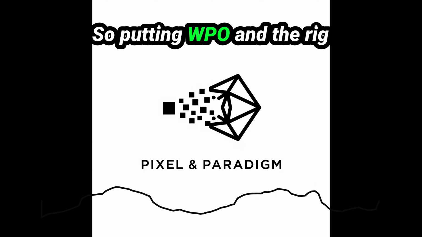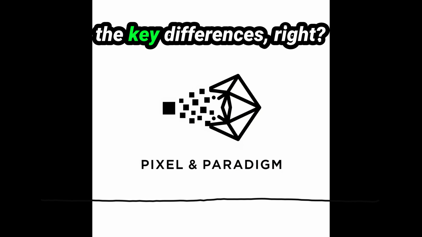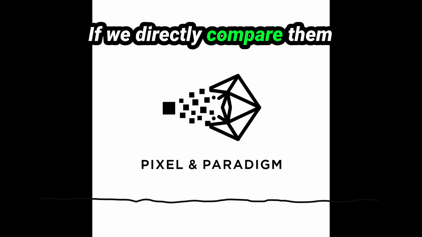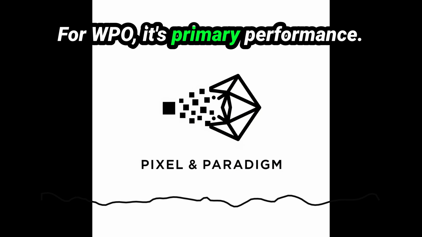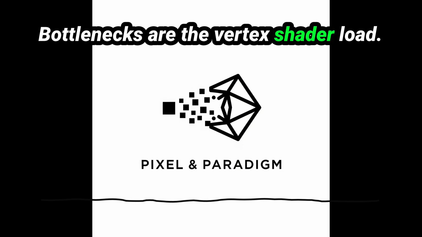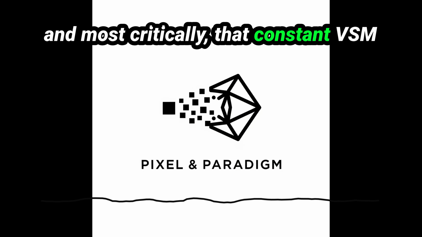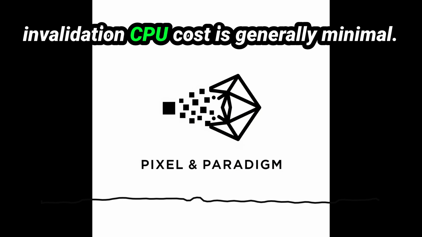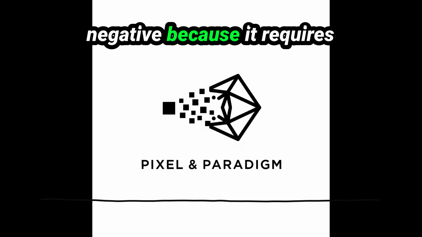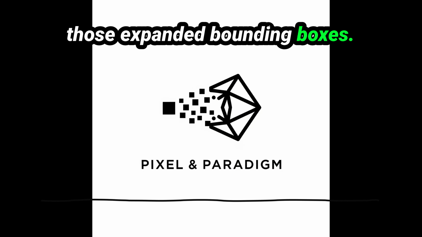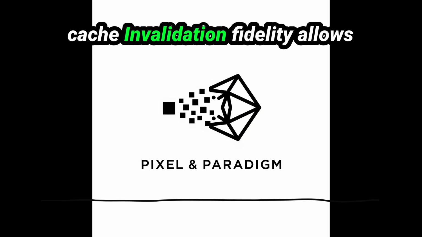So putting WPO and the rigged Nanite skeletal mesh approach directly side by side again, maybe summarizing the key differences. Right, if we directly compare them based on what we've discussed, thinking about their characteristics. For WPO, its primary performance bottlenecks are the vertex shader load, especially on high poly Nanite meshes, and most critically, that constant VSM invalidation. CPU cost is generally minimal. Its impact on Nanite culling is generally negative because it requires those expanded bounding boxes. Its impact on VSM shadowing is highly negative due to the constant cache invalidation.